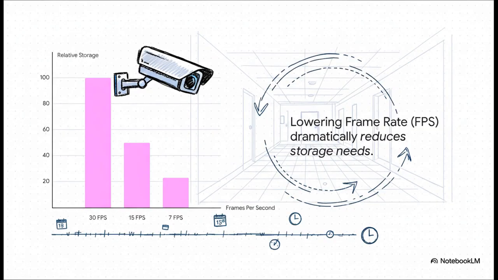And this bar chart really just says it all. I mean, look at the insane difference in how much storage you need. Dropping to just 7 FPS, which is totally fine for a quiet area like an empty hallway, could extend your recording time by weeks, maybe even months, on the exact same hardware.